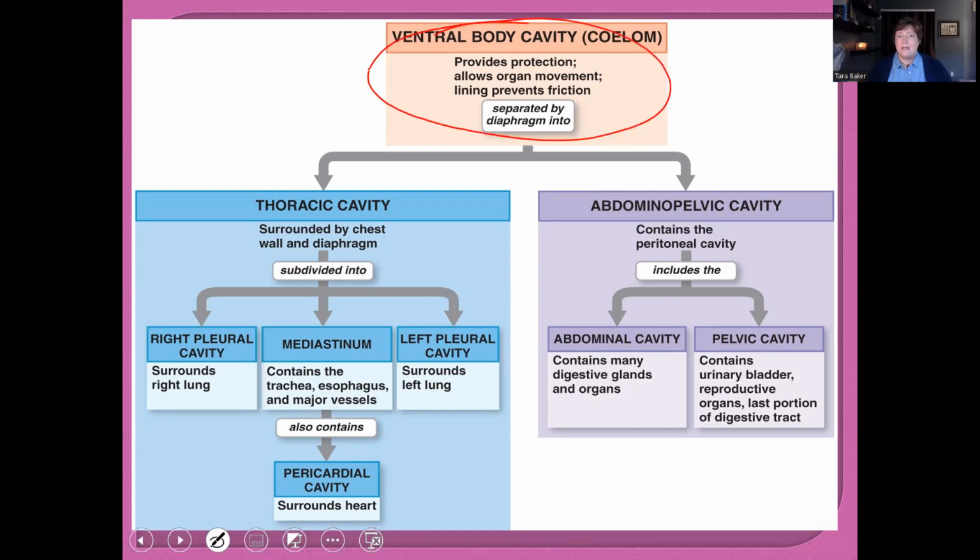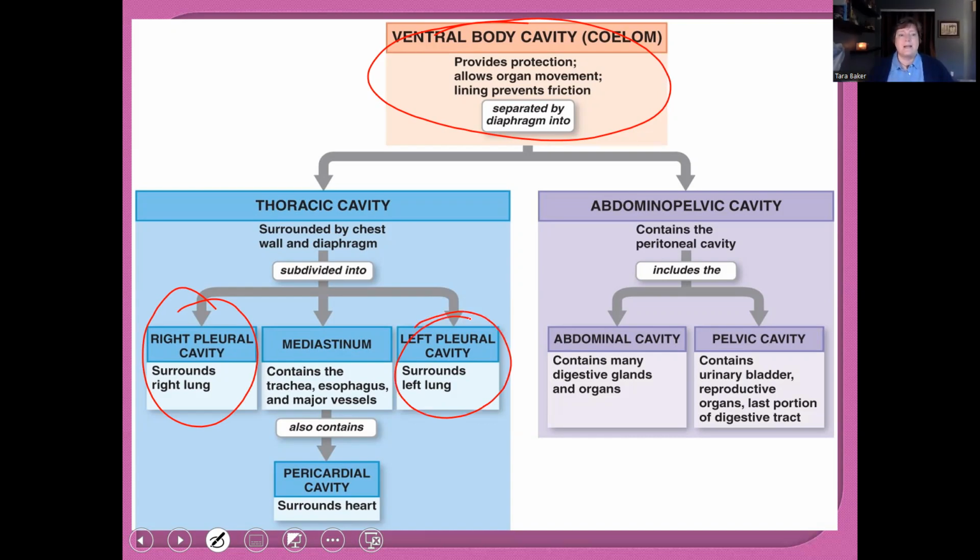The thoracic cavity is going to be broken into three major areas. There's a great big baggie that fills up your chest. And within that baggie, there's three more baggies. Okay. So one baggie holds your right lung. That's called your right pleural cavity. There's another baggie that holds your left lung. That's called your left pleural cavity. And then there's a baggie that fills up the entire central area.